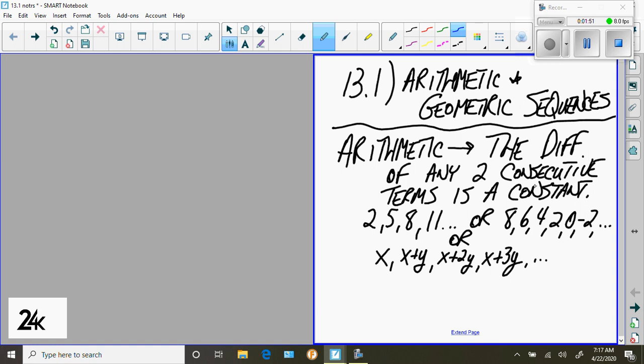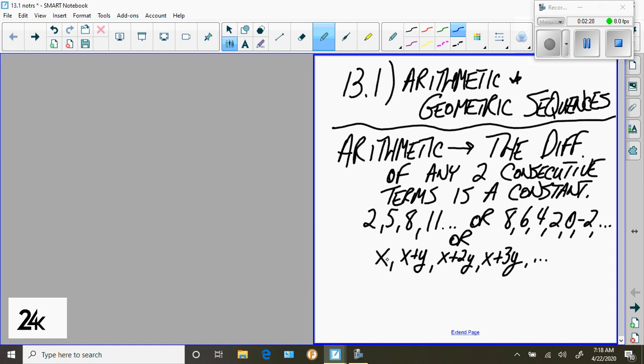And you're like, what? All it means is like this. Here's a pattern, 2, 5, 8, 11. And your brain naturally tells you, duh, add 3, add 3, add 3. That's an arithmetic sequence. Okay? If you look at this one, 8, 6, 4, 2, 0, your brain automatically tells you, okay, I'm subtracting 2, subtracting 2, subtracting 2. That's an arithmetic sequence.